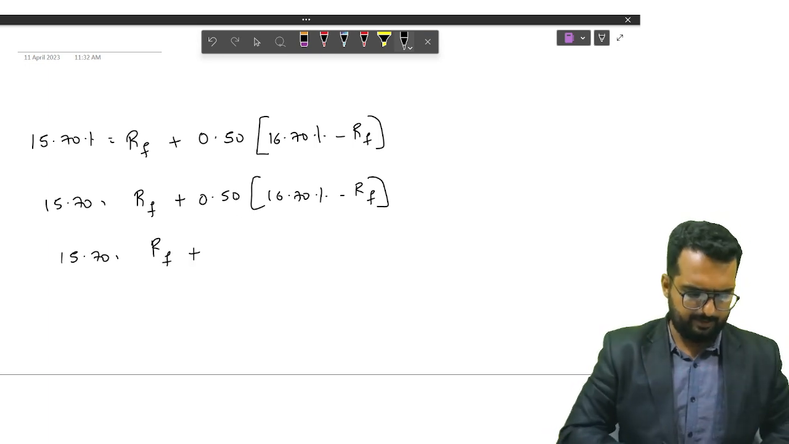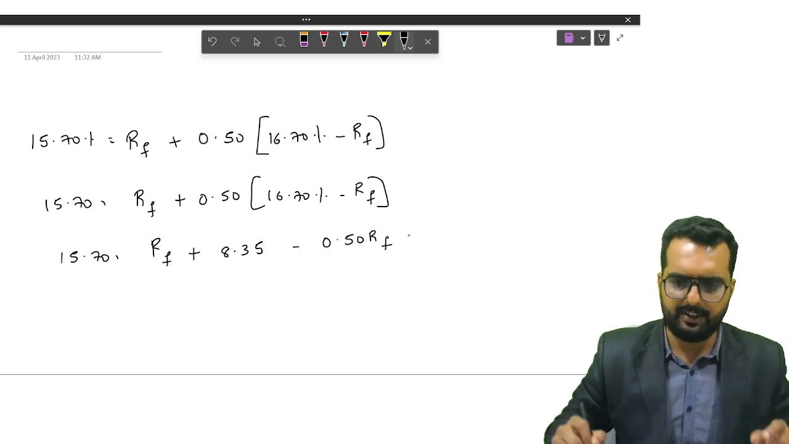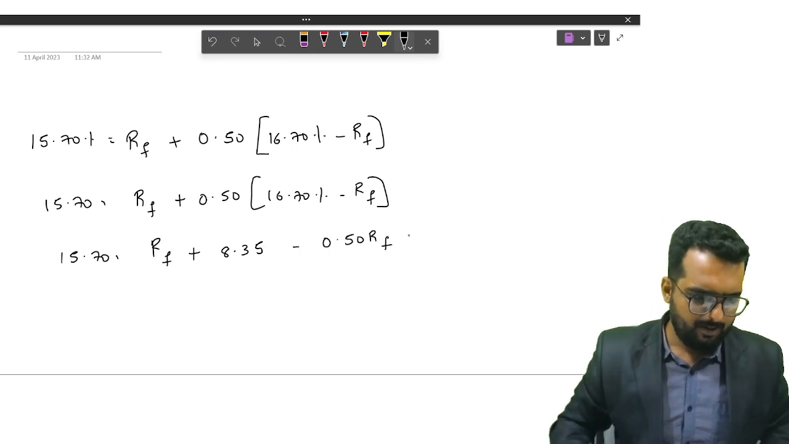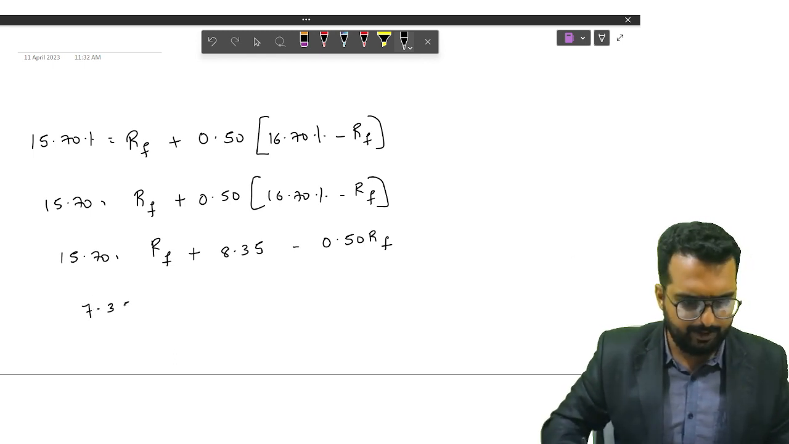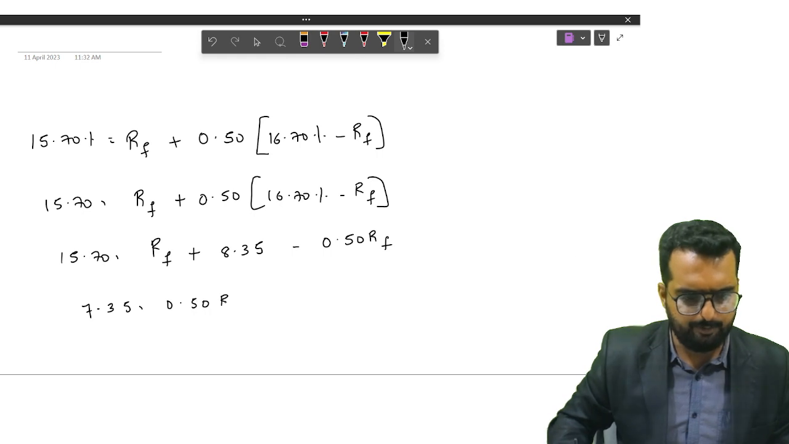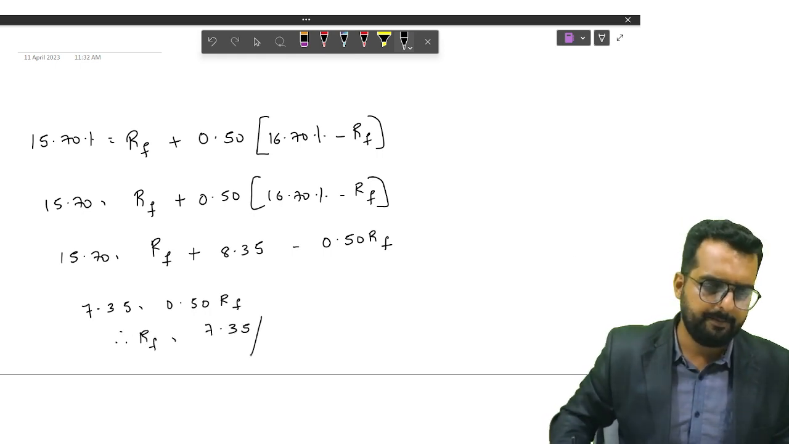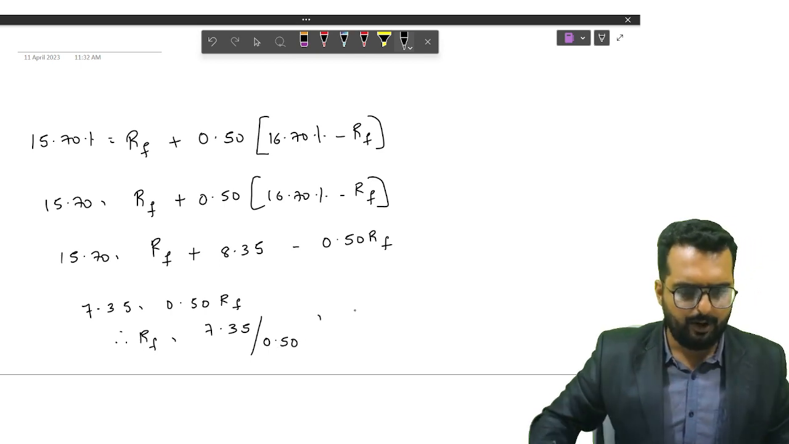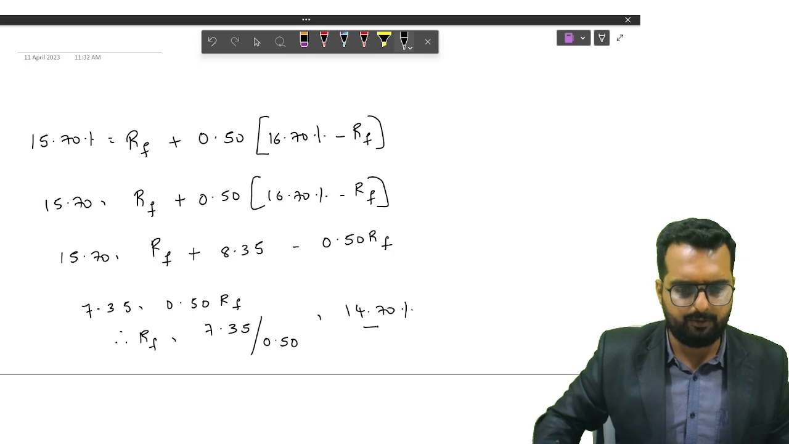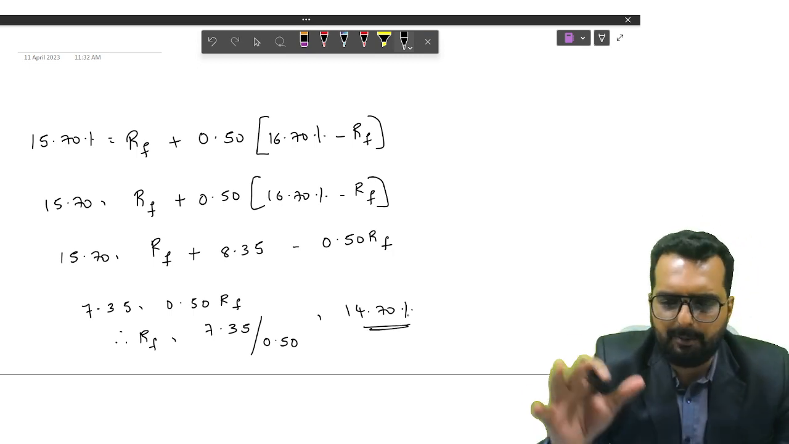So how much is 16.7 into 0.5? RF from GOI. Okay, I think what you're saying is, let me finish it. I'll come back to your doubt, okay? Minus 8.35 will be 7.35 is equal to 0.50 RF. Therefore, RF will be 7.35 divided by 0.5. Yes, so we get the answer as 14.7 percent.